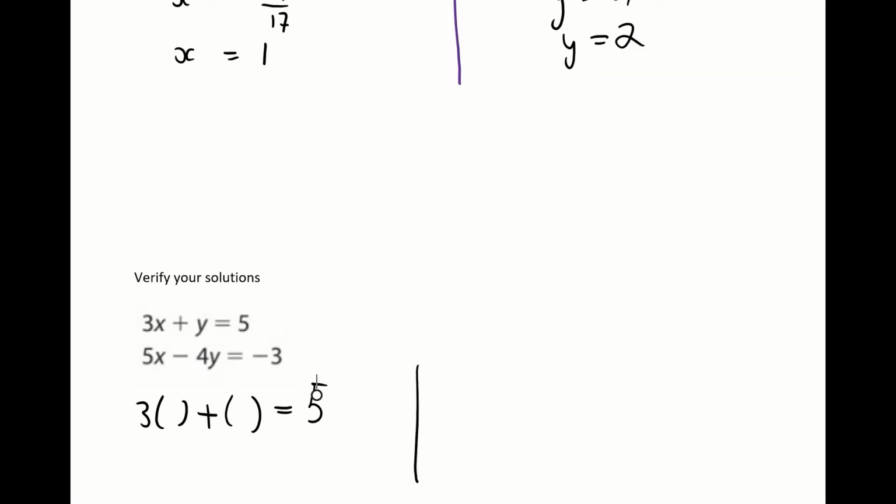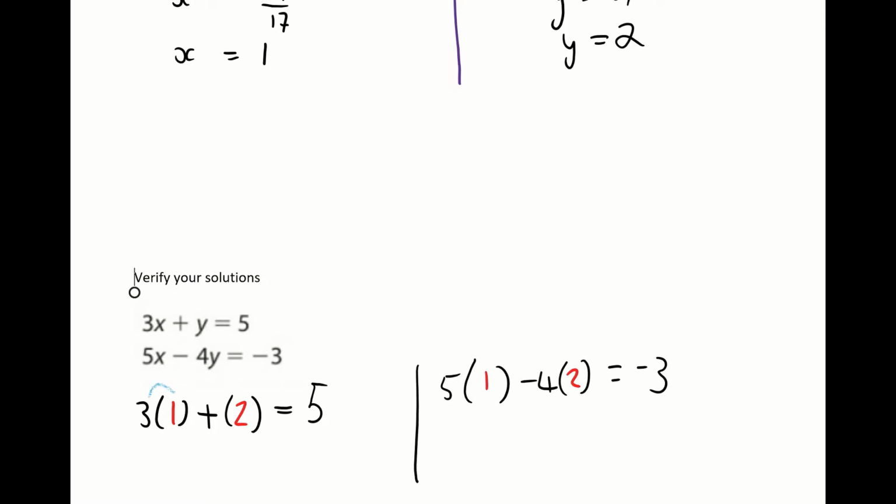And I'm going to do it out again. I'm going to sub in for my second equation. I'm going to sub in 1 for x, and I'm going to sub in 2 for y, and I should hopefully get minus 3. Let's see. So we're putting in 1 for x, 2 for y, 1 for x, 2 for y.